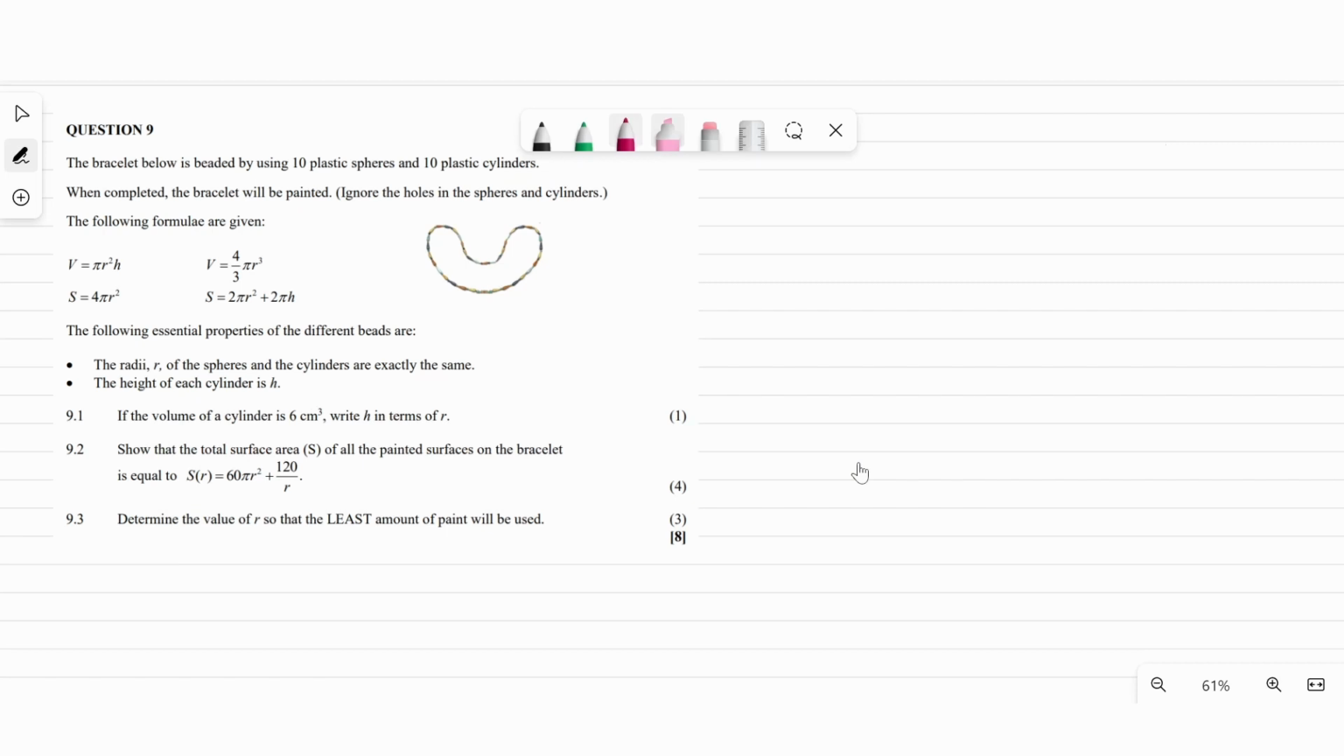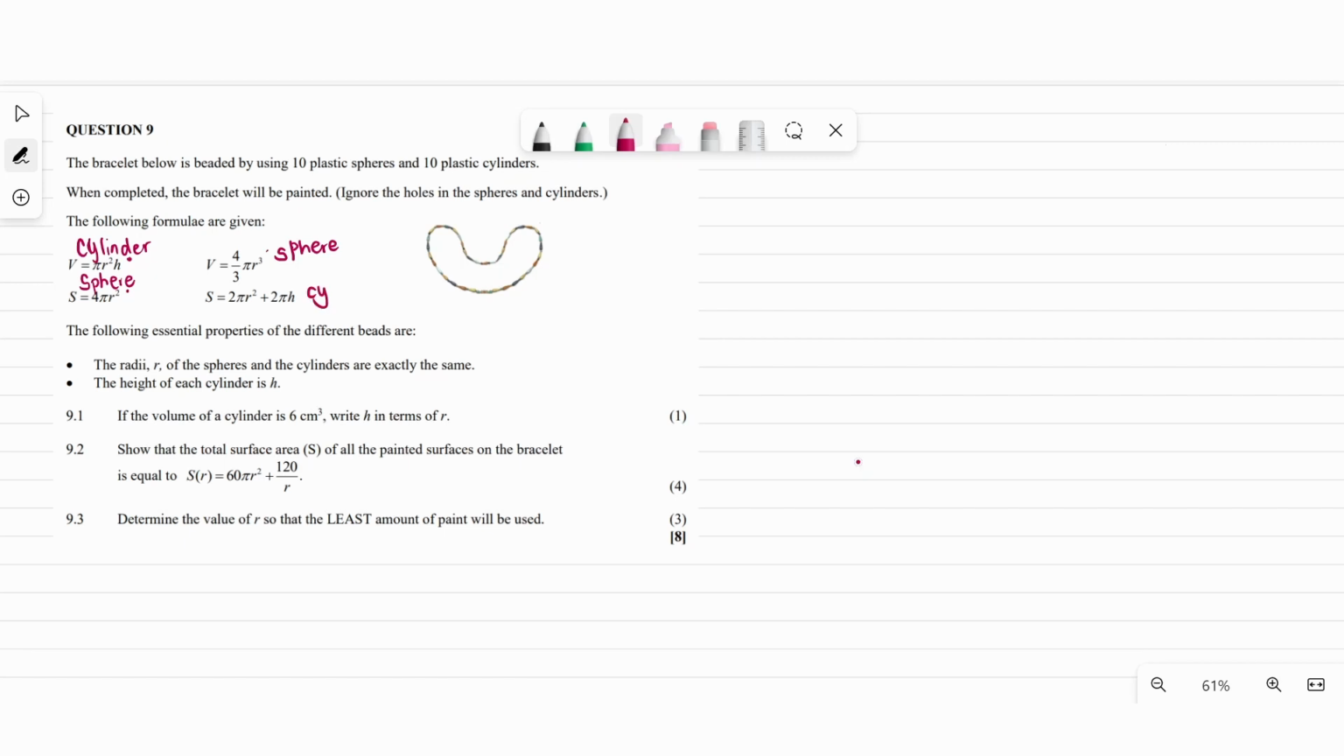So let's write which one is the cylinder and which one is the sphere. The first one, this is the volume of a cylinder, and this one is going to be the surface area of the sphere. Then this one is the volume of the sphere, and the last one, which I need to correct, is the surface area of the cylinder.